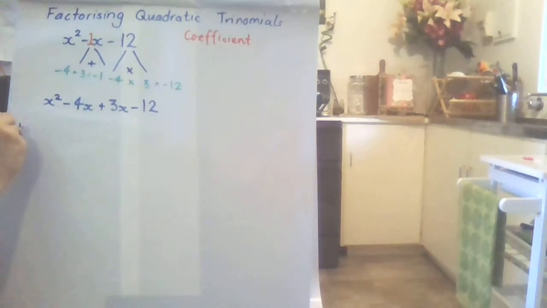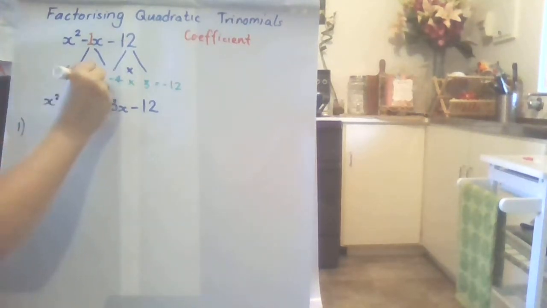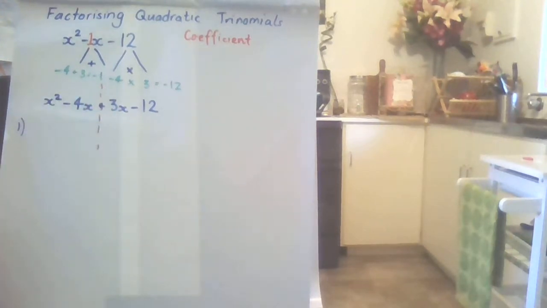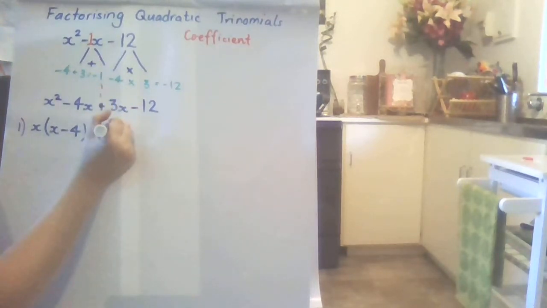So the first step of the factorisation is to look for a common factor. Basically what I do is I just split my function down the middle. I look for a common factor in each half. So x is common to both terms in this part. Take away 4, I've got a positive sign, plus 3x.